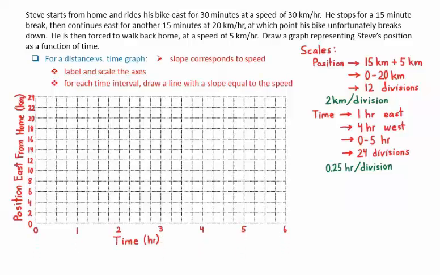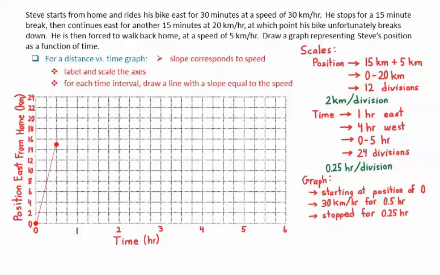Now to plot the graph. We start at a position of 0. This is because we're told that Steve starts from home. He rides at 30 kilometers per hour for half an hour. We draw a slope of 30 kilometers per hour. This corresponds to traveling 15 kilometers in half an hour.